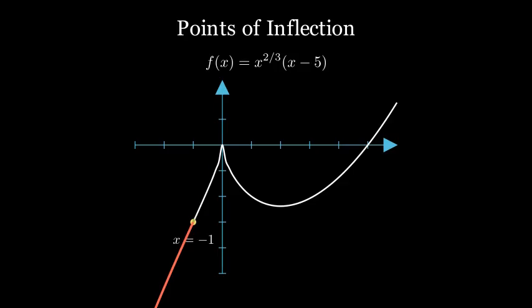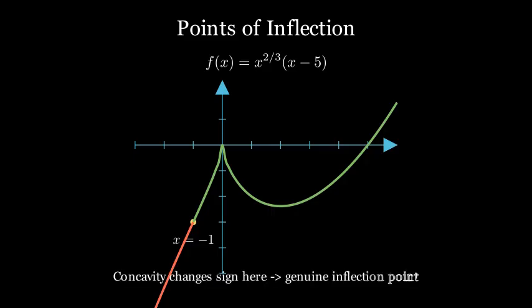The graph changes from concave down to concave up exactly at that point, confirming it's a true inflection point. Remember, a 0 of the second derivative is only an inflection point if the sign actually changes on either side.